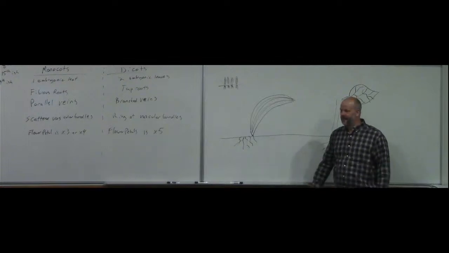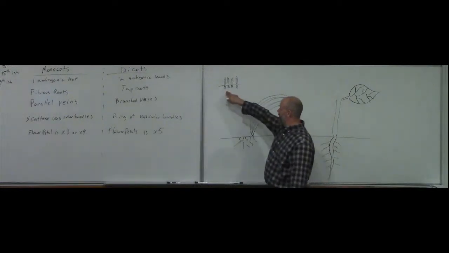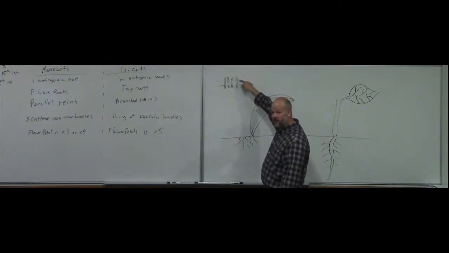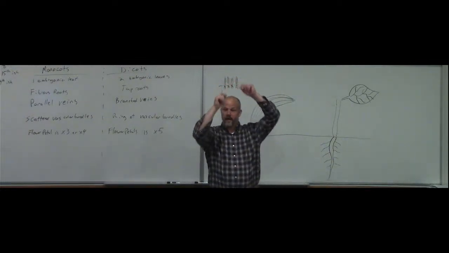It's grass. Grass is a monocot. Grass has all these characteristics. It's got these little fibrous roots. It's got parallel veins. You can see them. If you pluck a piece of grass, you hold it up to the light.